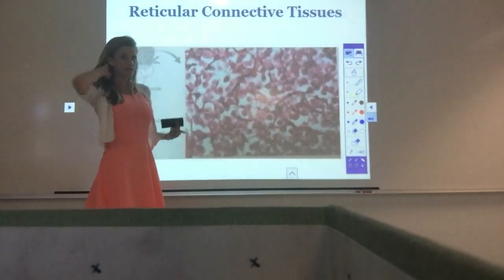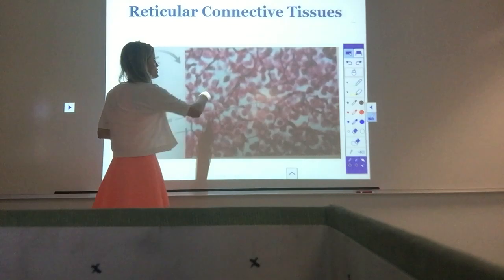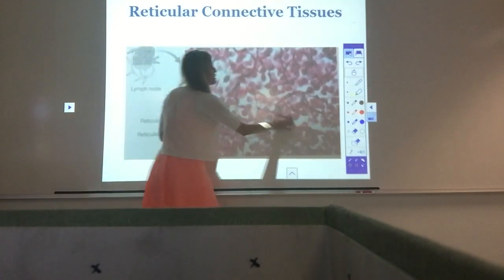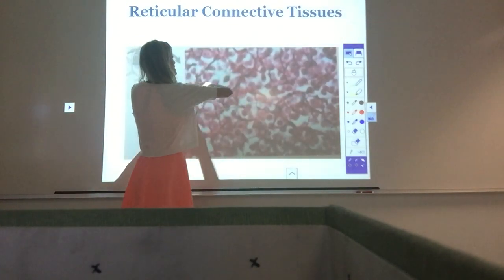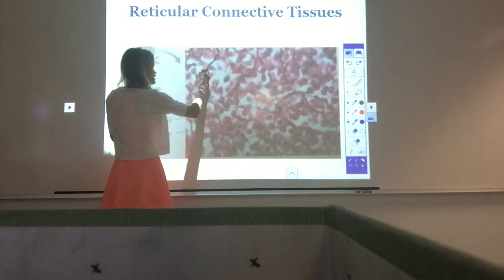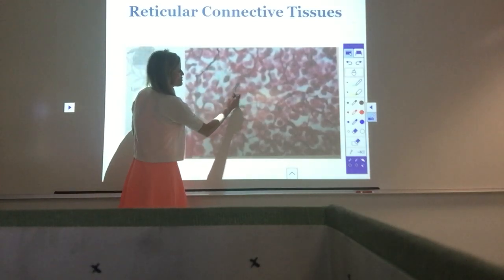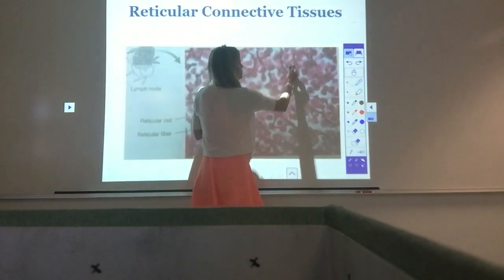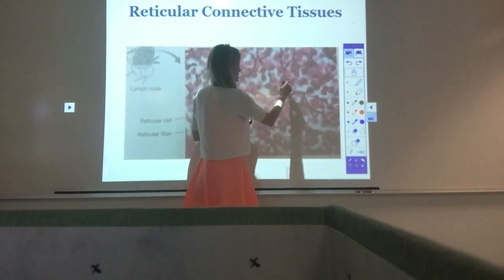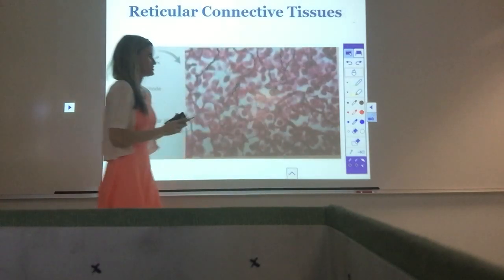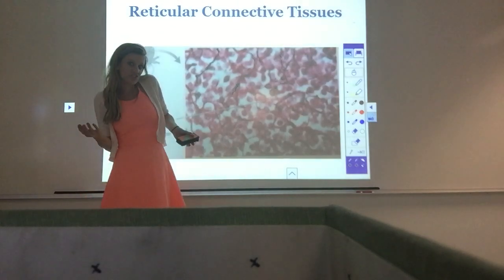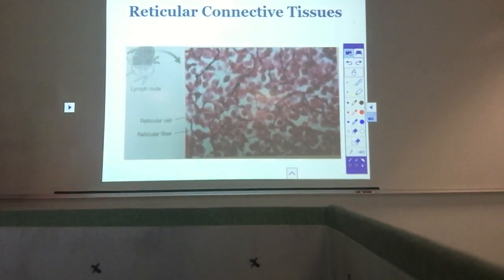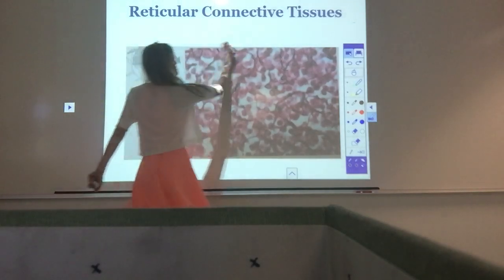This is also reticular connective tissue. Okay, so you see all this kind of open area, right? And then these craggly looking dark lines are showing you the reticular fibers. Right? And then all these cells are the reticulocytes, the reticular cells. Again, kind of like a cherry tree, an old cherry tree. That's reticular tissue in the lymph nodes, the lymphatic system, the thymus, spleen.